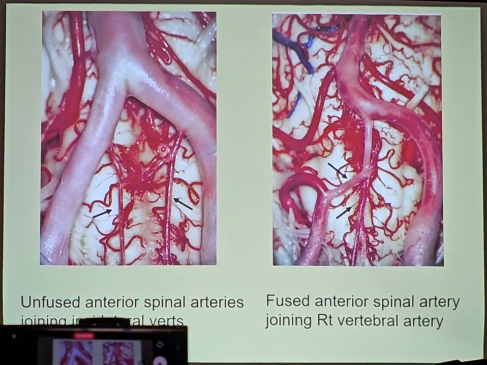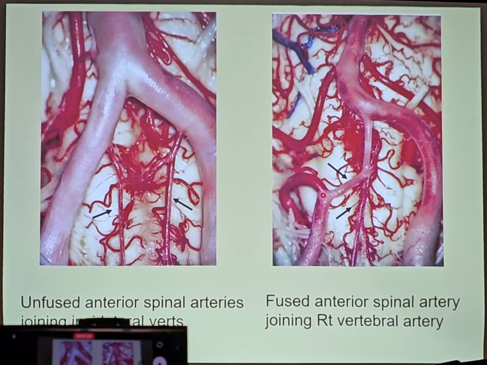And at the junction of the upper part of the spinal arterial supply and the bottom of the intracranial circulation, you can see that in this case there can be persistence of unfused spinal arterial systems to the ipsilateral distal vertebral arteries, or you can have that the anterior spinal arterial system has already matured and fused and joined one or two, but in this case one of the vertebral arteries on this side.